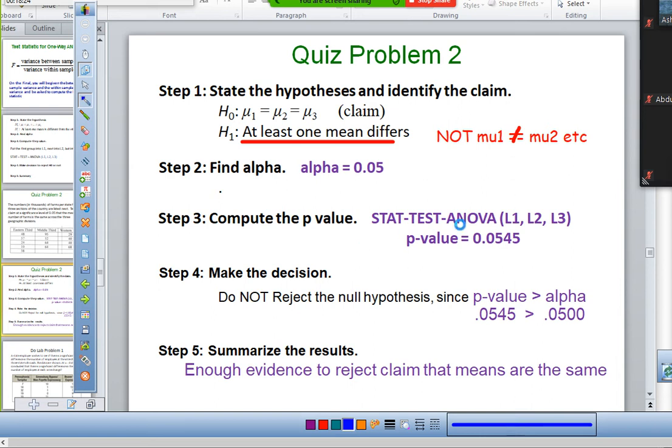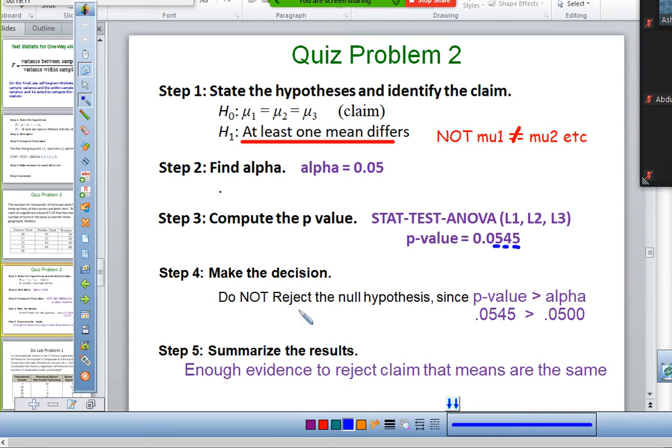Compute the p-value. So stat test ANOVA of L1, L2, L3. I get a p-value of 0.0545. Do not round the p-value. And give me the p-value to 3 sig figs. What's a sig fig? That means you go along the decimals until you get to your first non-zero, and then you count. 1, 2, 3. Done. 0.0545. That's it. 3 sig figs.